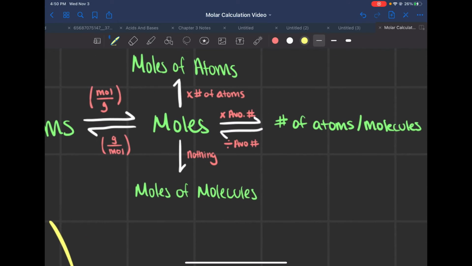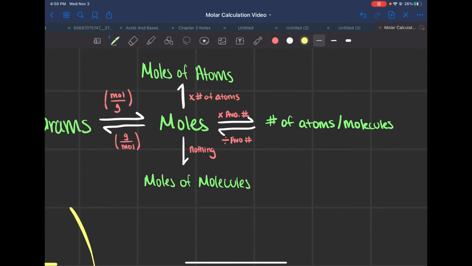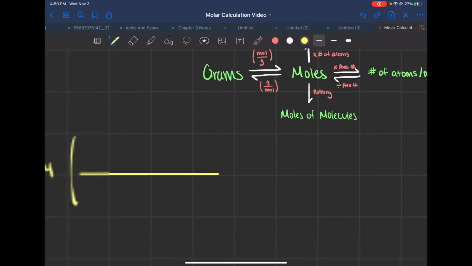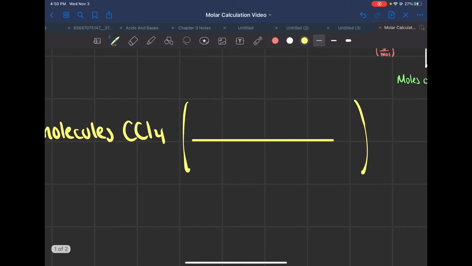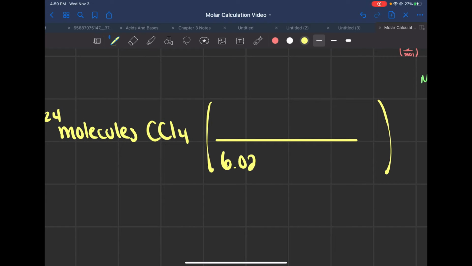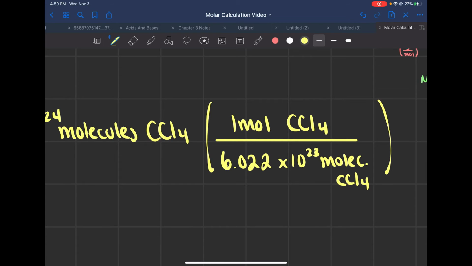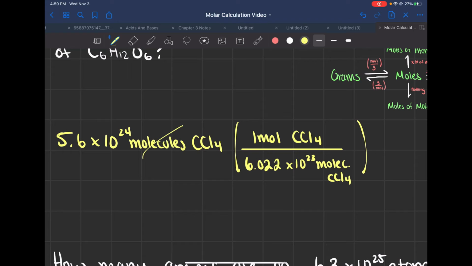And if we look at our flow chart here, if we're trying to go to moles, we need to divide by Avogadro's number. And I'll show you why that makes sense in terms of dimensional analysis. So we're dividing by 6.022 times 10 to the 23rd molecules of CCl4 for every 1 mole of CCl4. Okay, molecules of CCl4 cancel, and we're left with just moles of CCl4, which is what we were asking for.